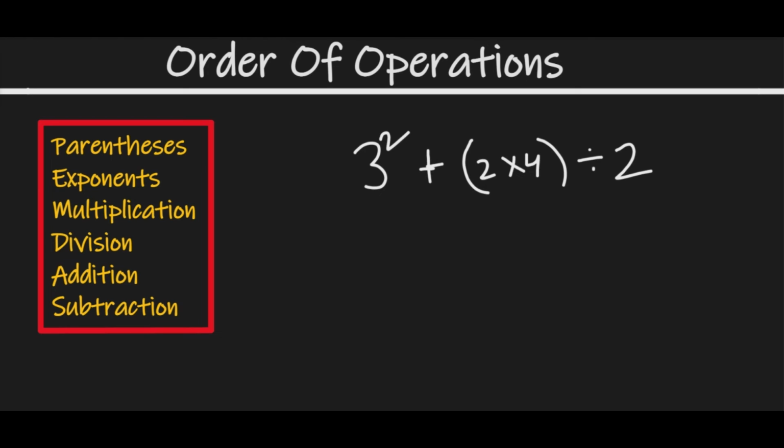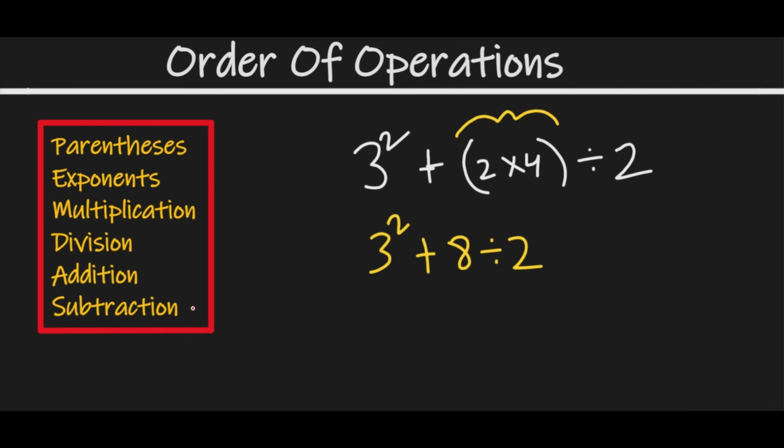Let's try one last problem. 3 squared plus 2 times 4 divided by 2. Again, we have part of the problem in parentheses, so we will do that part first, giving us 3 squared plus 2 times 4, which is 8, divided by 2.